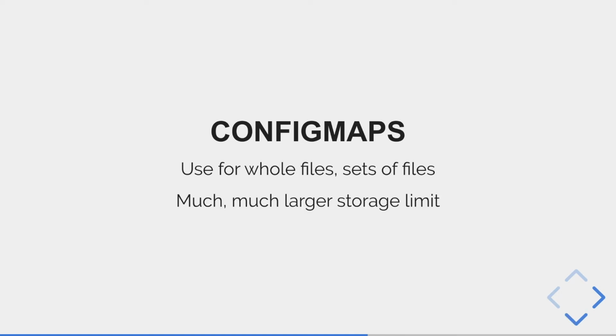Kubernetes has us covered here too. It's called a config map. A config map is used for whole files or sets of files and has a much, much larger storage limit. I don't remember what it is offhand, but it keeps seeming to get bigger every time I go and check it. Also, config maps are not ever encrypted or base64 encoded. They are stored plain text within Kubernetes, and you can edit them in plain text all the time.